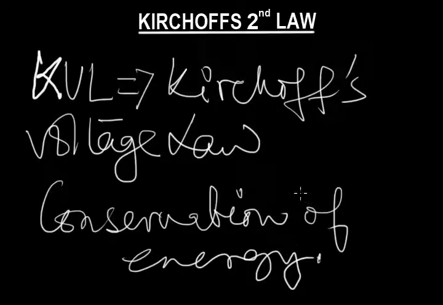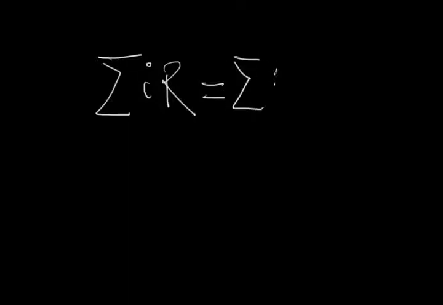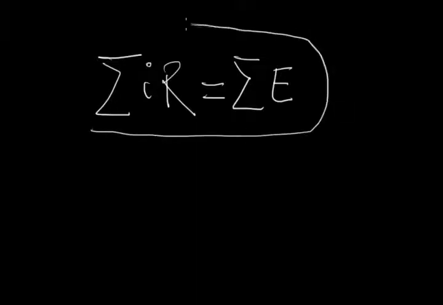So the previous law was a case of conservation of charge, and this is a conservation of energy case. Now the law, as it states, is that if you have a closed circuit, then the summation of the product of I into resistance taken in order should be equal to the summation of the EMF of the whole closed circuit taken in order. Well, this sums up the law.